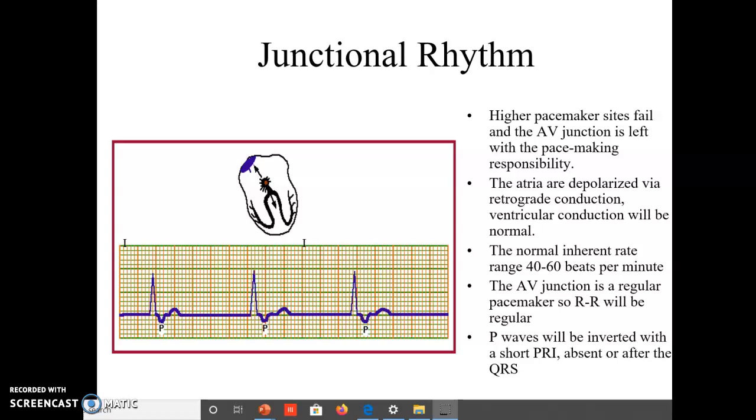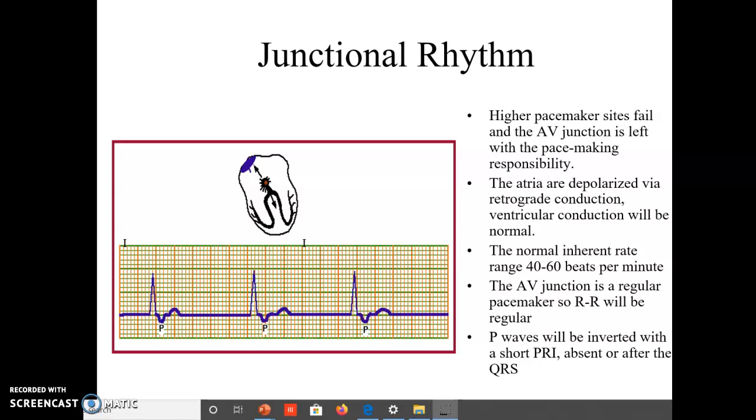In a junctional rhythm, one of the things we need to remember is that our AV node plus the bundle of His makes the AV junction. One of the things our AV node and the AV junction can do for us is, normally when the SA node fires, it sends the impulse through to the atria, and then the AV node holds that impulse for about 0.08 seconds, giving the atria time to contract and finish filling the ventricles.